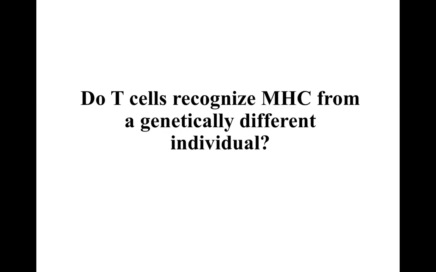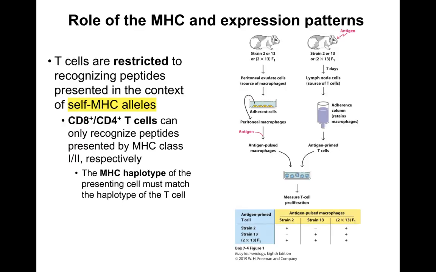Do T cells recognize MHC from a genetically different individual? They don't. They are self-restricted to MHC alleles. A T cell from one strain of mouse will only recognize antigen in the context of antigen-presenting cells that are the same genetic strain. It won't detect the MHC molecules of a different strain of mouse. Now it will if it's a mouse that is a progeny crossed with it.